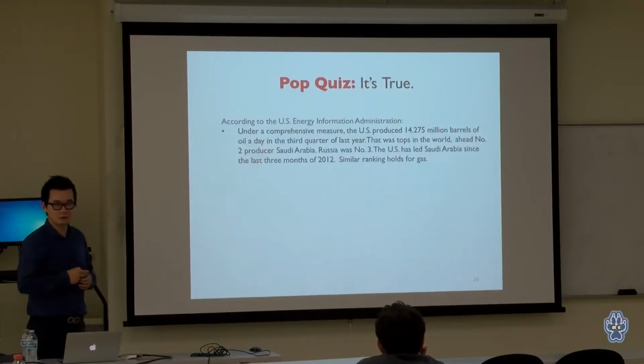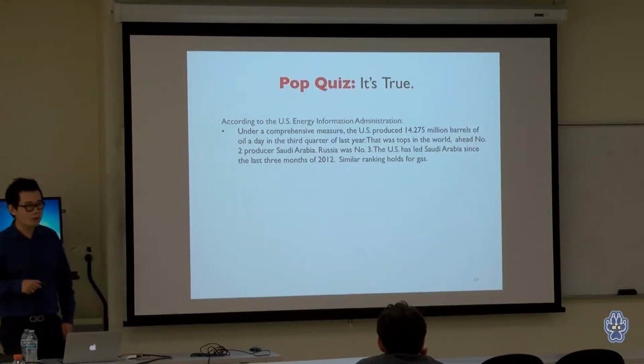The answer is that this is true. The reason is that if you look at the U.S. Energy Information Administration document, it shows that under a comprehensive measure, the U.S. produced 14 million barrels of oil a day in the third quarter of last year. This was tops in the world, ahead of number 2, Saudi Arabia. So the U.S. is actually number 1, and Russia was number 3, and the U.S. has led Saudi Arabia since the last 3 months of 2012. So it has had that ranking for many years. A similar ranking also holds for gas.